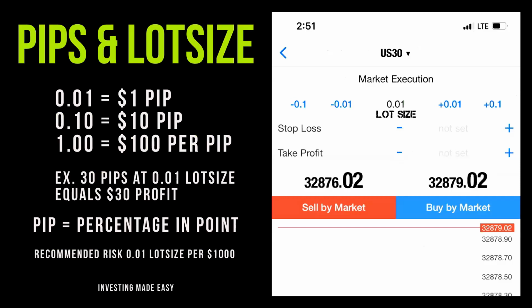Pip and lot size education. You guys need to understand how pips and lot sizes work.